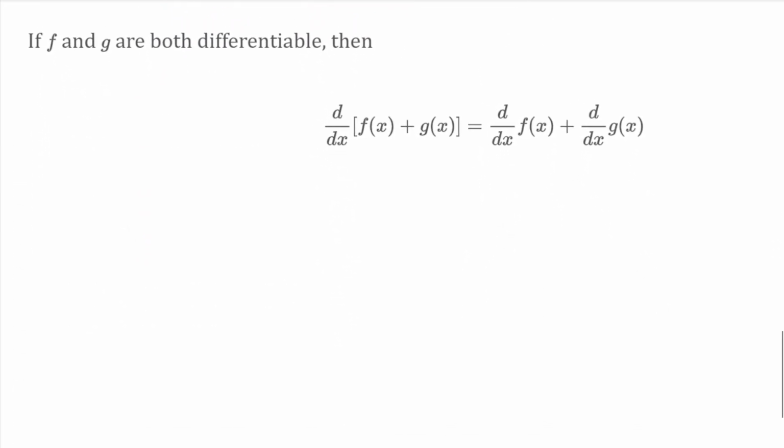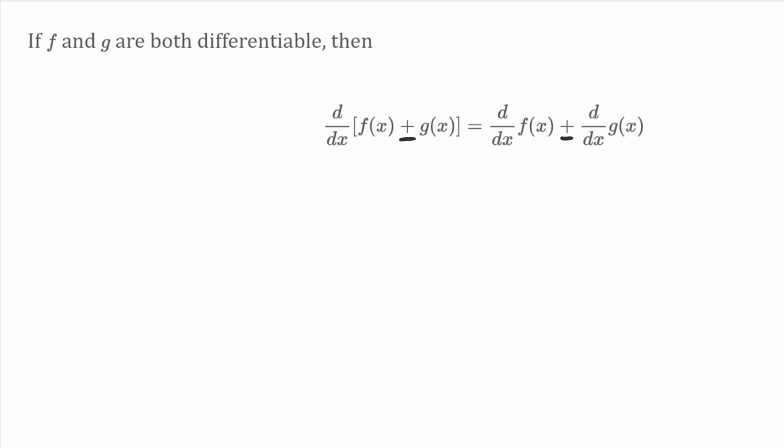If f and g are both differentiable, and you take the derivative of a function plus another function, what this tells us is to just take a derivative of f of x and take a derivative of g of x, the other one. Put a minus down here, plus or minus. It works for both.